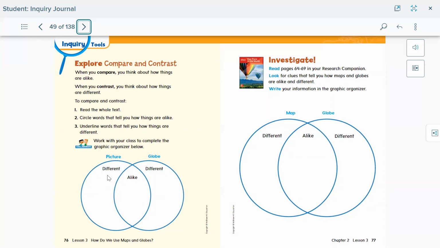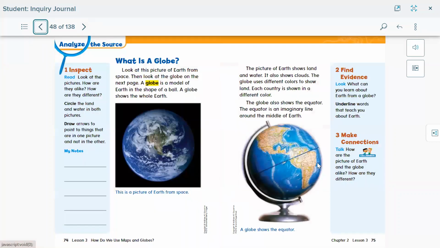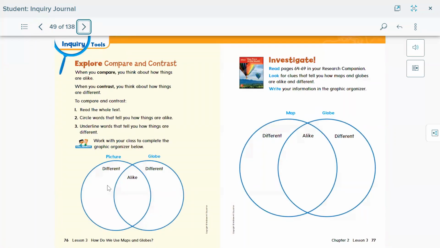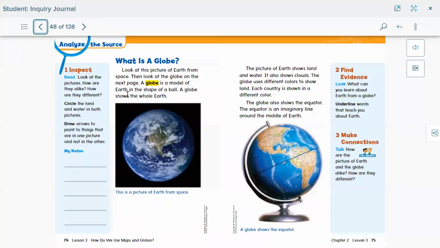So on your page 76, we have the picture and the globe. Go back. This is the picture and this is the globe. All right. So what do we need to put? We need to put what's the difference for both. And in the middle, we're going to write how they're alike. I know that they're alike because, remember, it says here that both Earth and the globe show us land and show us water. So in both, I can find the water and the land. All right, so let's see if we can put this down.